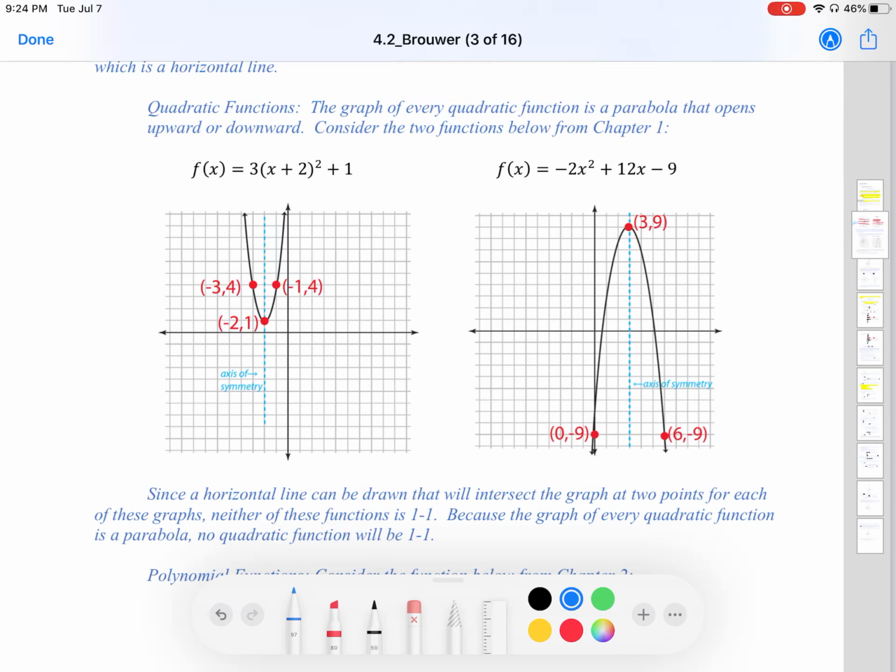Quadratic functions. The graph of every quadratic function is a parabola that opens upward or downward. Consider the two functions from chapter 1. So we see these two, they're functions because they pass the vertical line test, right? So yes, they're functions, but are they one-to-one functions? We see that when we draw a horizontal line, it crosses our graph in more than one spot. So therefore, they're not one-to-one because they fail the horizontal line test.